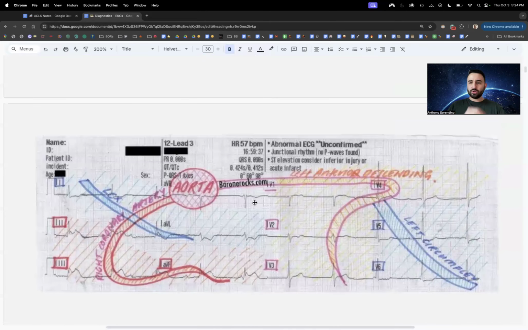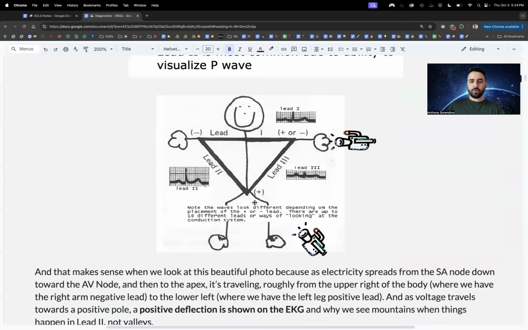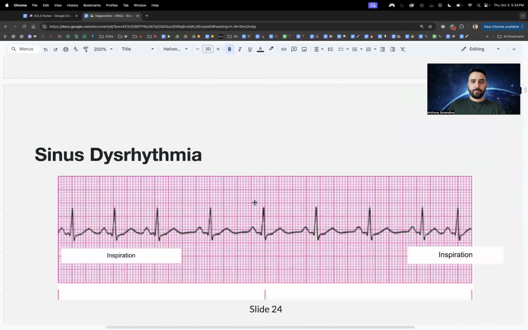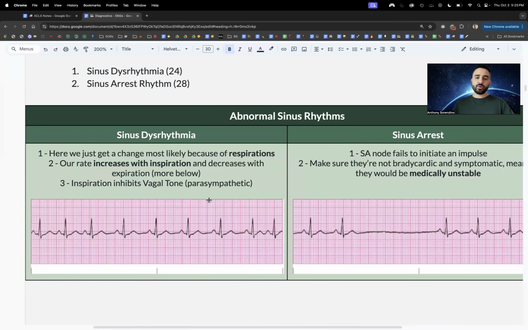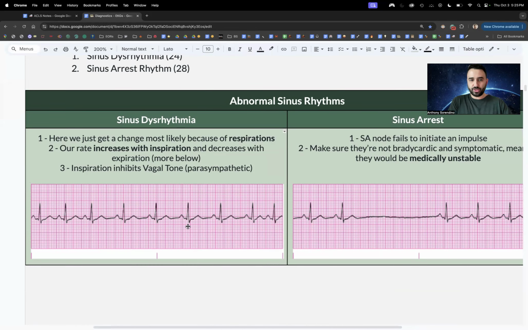Here's another slight way to look at this. I'll try to go through this pretty quickly. So know that sinus dysrhythmia can be really tricky to spot. I've seen this in the ER. It's a lot more obvious than this picture. This just looks like sinus rhythm. But you can see these last two QRS complexes here are a little closer together. So when you breathe in, the rate increases. When you breathe out, it slows a little bit, and that's just normal. So inspiration inhibits the vagal tone, and that's why this is happening.